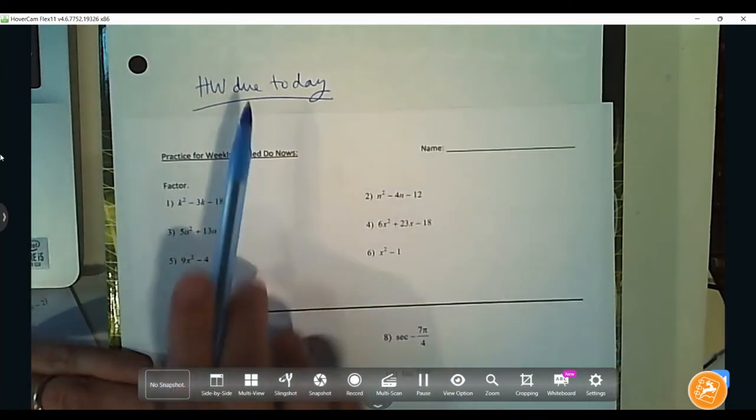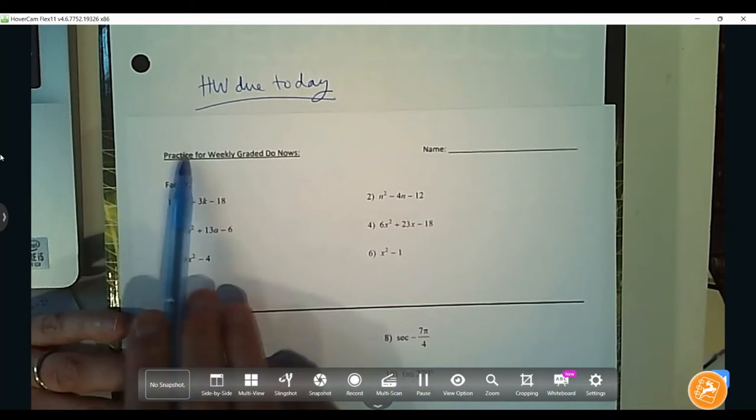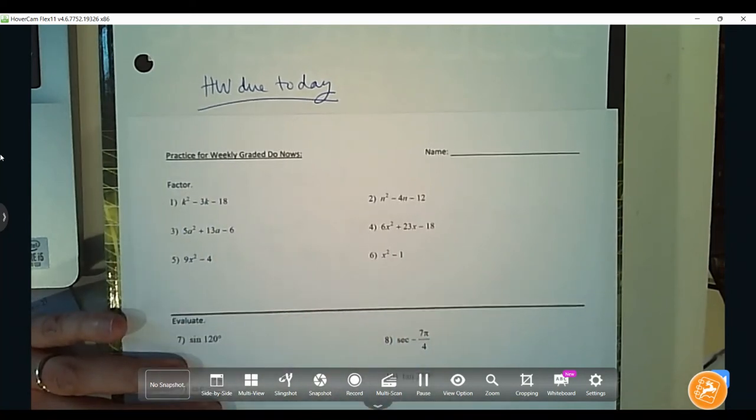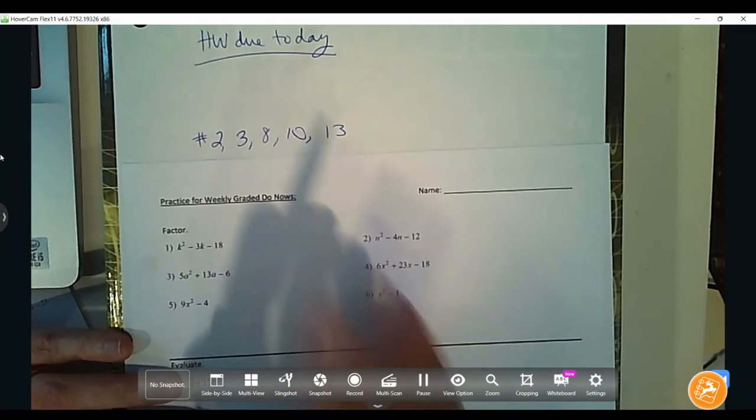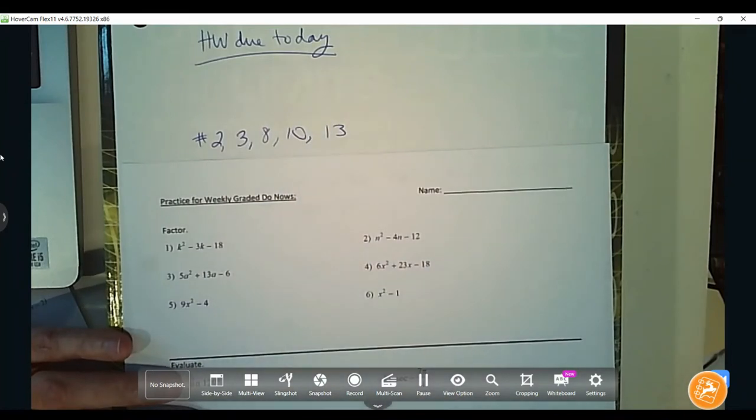What we're going to do first is go over the homework due today. So please locate that. That was this worksheet here. And what I'm going to ask you to do is I'm going to put questions in the Edpuzzle. I'd like you to share your answers with me for 2 and then 3 and then 8 and then 10 and then 13. There'll all be different questions in the Edpuzzle.